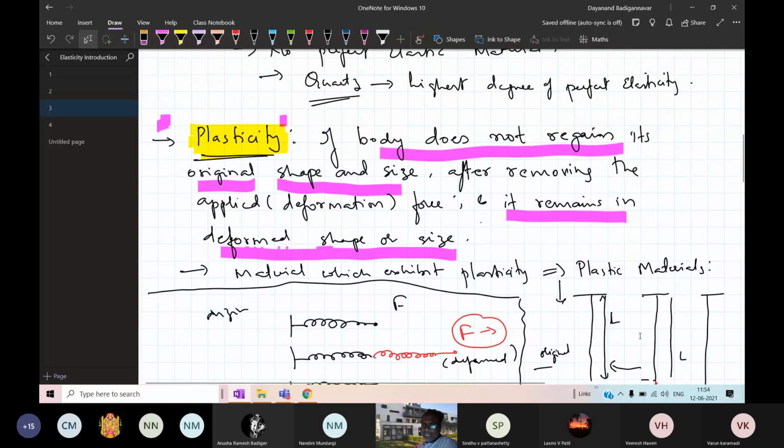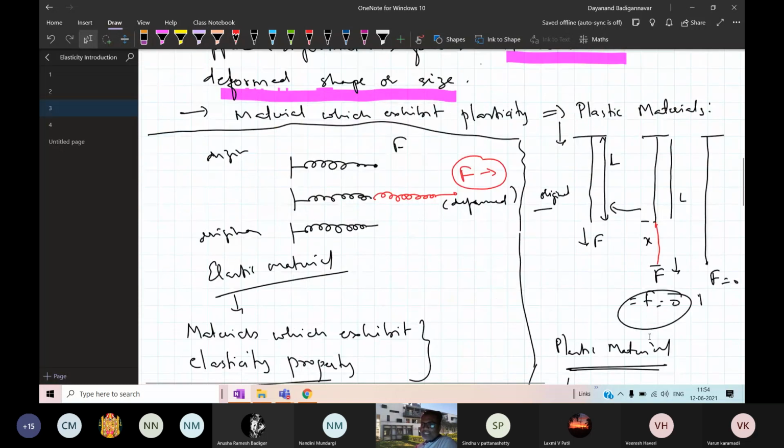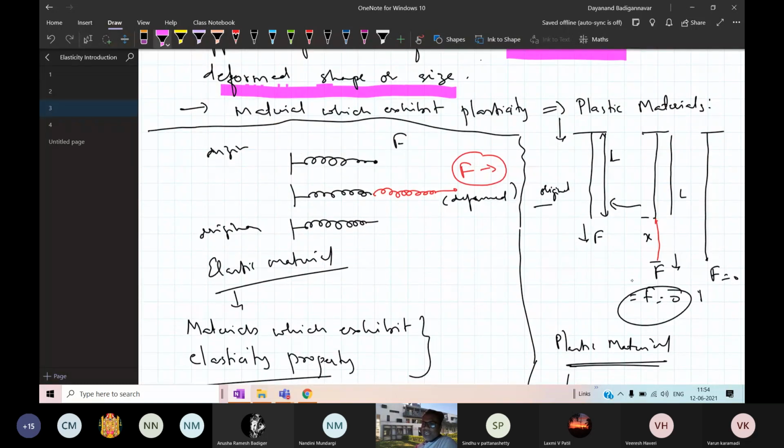Now for example, I have a wire whose length is L, and if I apply the force F, there is an extension in the length of the wire by X. So what is the total length? The total length I can write as L plus X, original length plus extension. If I remove the force, I have applied the force F.